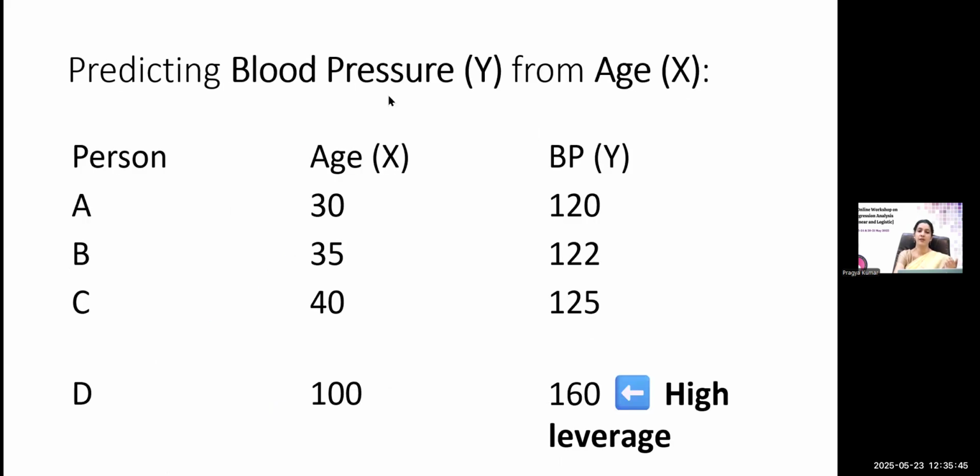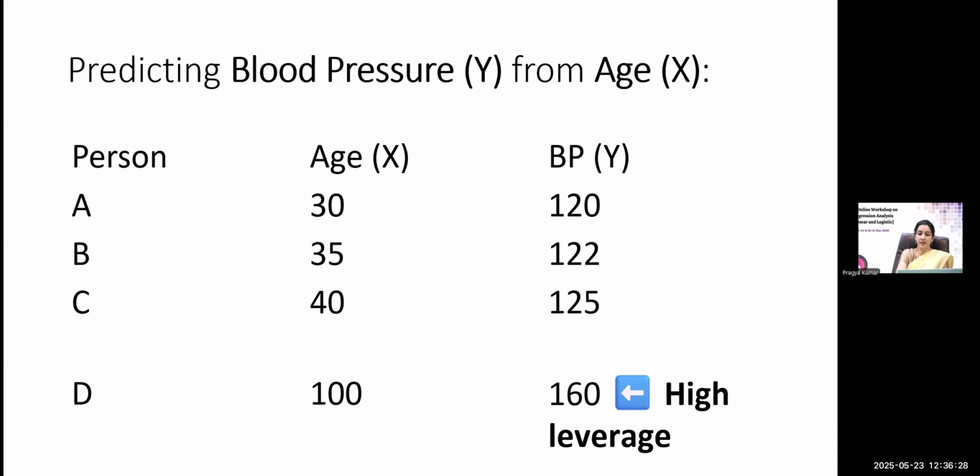For example, if I'm predicting blood pressure from age, age is my independent variable and blood pressure is my dependent variable. Say I have data points of age like 30, 35, 40, but there is one person in my data who is 100 years old. Of course, that person will have a 160 or very high BP if there is a linear relationship between these two. So this 160 is a high leverage because at this high value of the independent variable, I'm seeing this value of the dependent variable. So this has a high leverage.